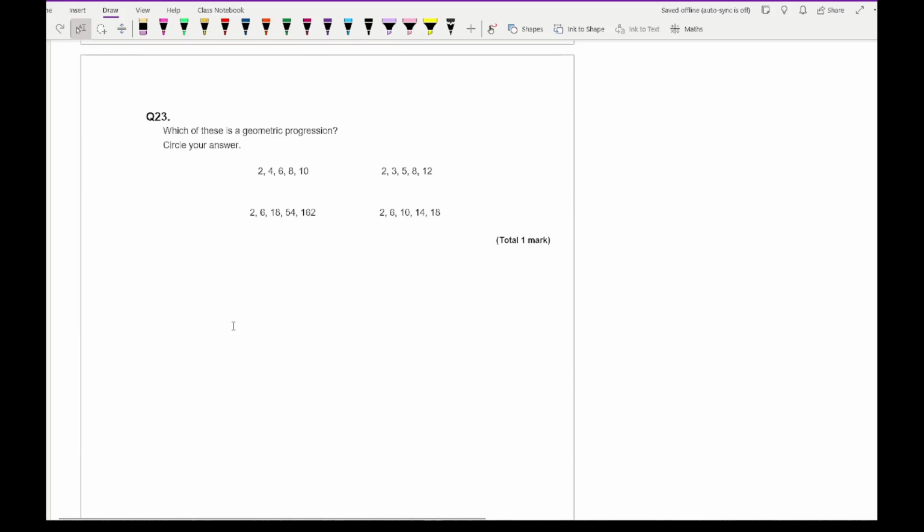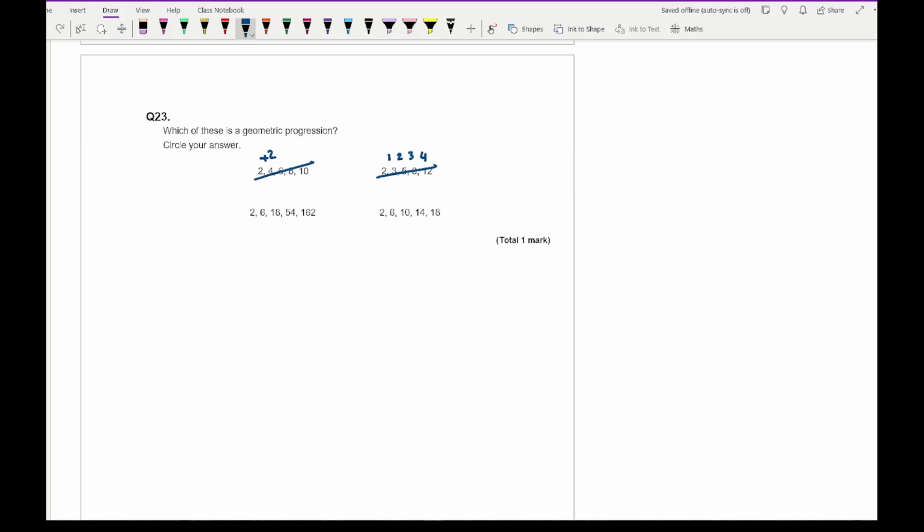Then moving on to question 23, it says which of these is a geometric progression? A geometric progression is where you're multiplying the previous term by a number to get the next term. And that's just a case of recognizing the difference. So here I've got 2 to 4 to 6, that's adding, so that's definitely not the one. The next one I've got a difference of 1, then a difference of 2, then 3, then 4, so no, that's not going to work.